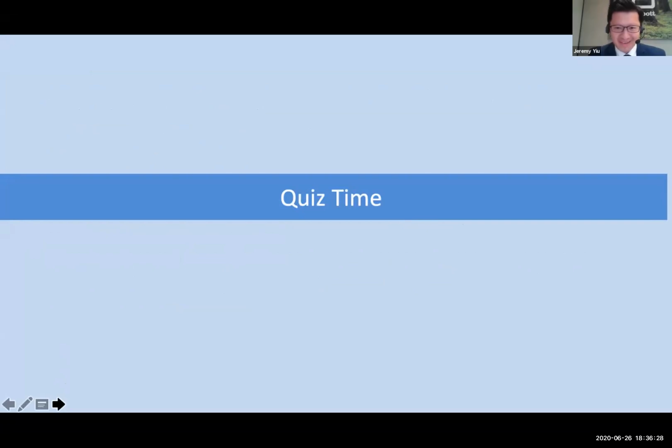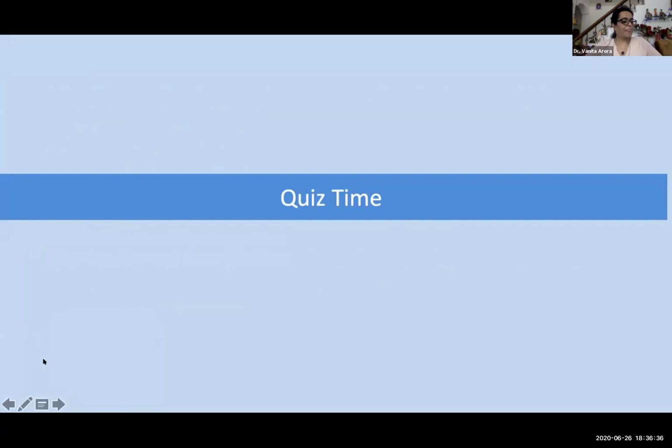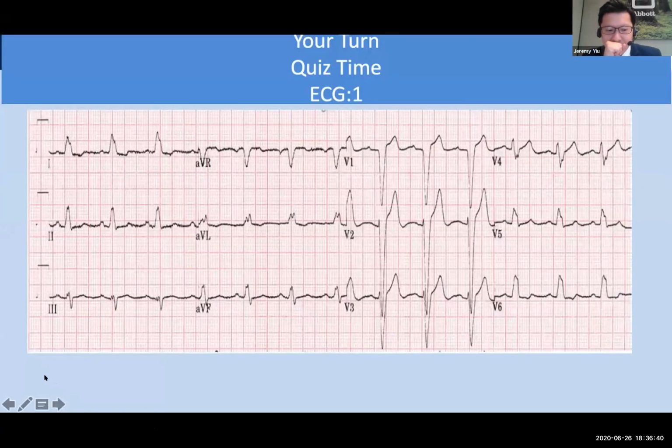Okay, so can we show these 3 ECGs as the quiz time for everybody? Do we have time for that? Yes, please. Okay, great. So this is the first ECG. Can I have the questions up here, please? Okay, so would you recommend CRT for this patient?